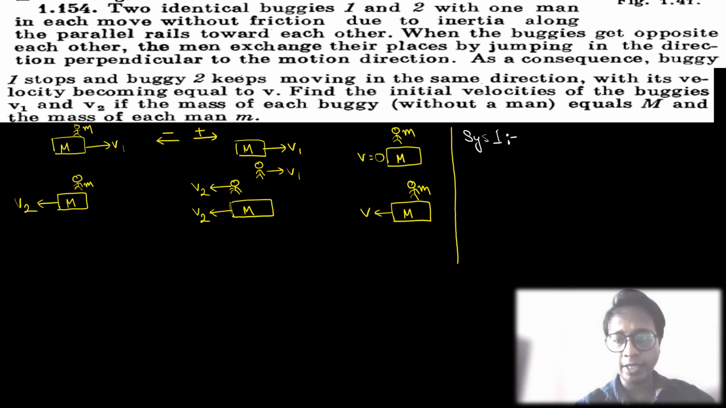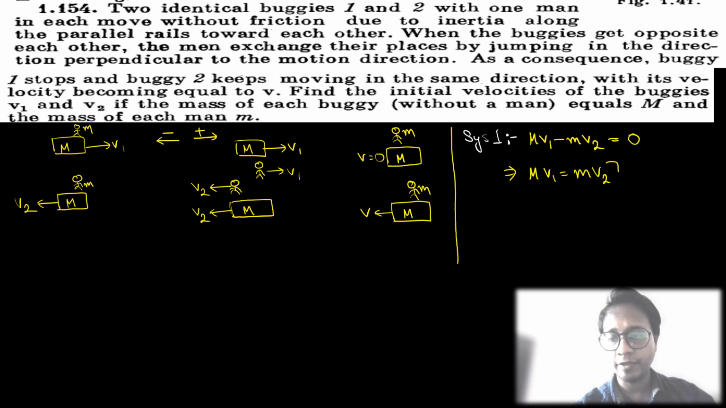So initial momentum is equal to capital M into v1 minus small m into v2. What is the final momentum? M into 0 plus capital M into 0 is equal to 0. So from here I can get the relation Mv1 is equal to mv2. This is our first equation.